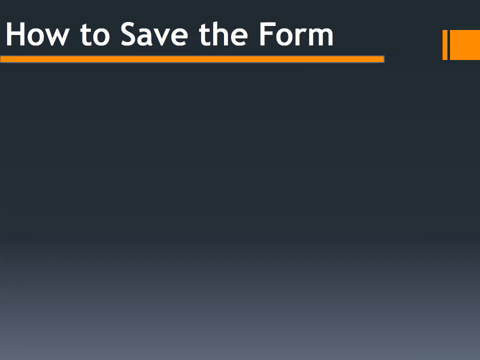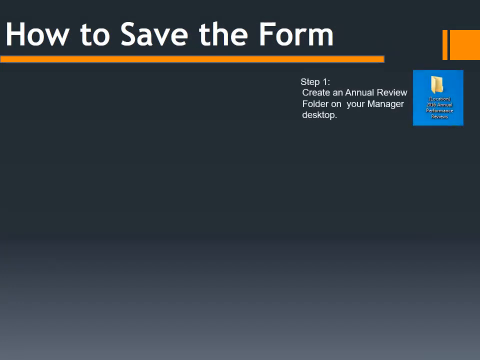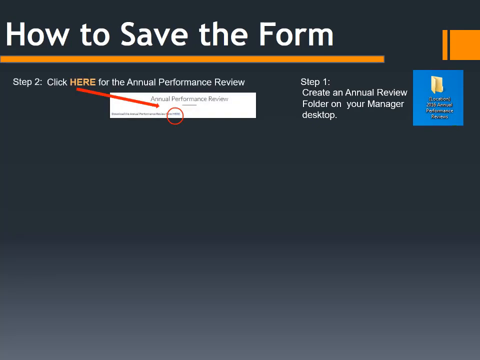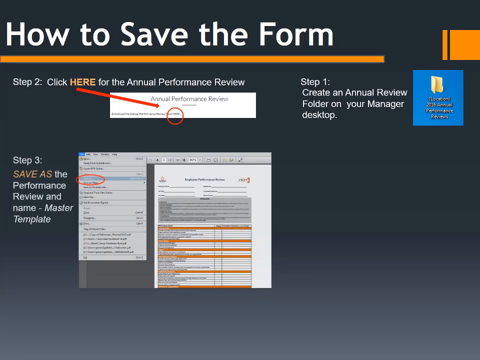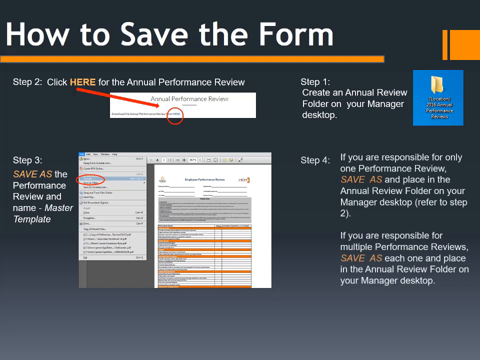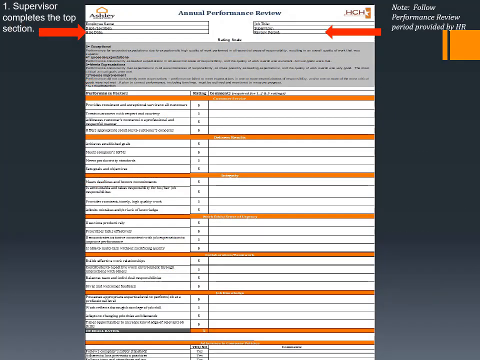To properly save the form on your desktop, create a folder on your Manager desktop named Annual Performance Review. Click the link under Annual Performance Review, click File, select Save As, and then name the file Master Template. When saving an updated Annual Performance Review, save the file as the name of the employee under the Annual Performance Review folder. Now let's review the form.